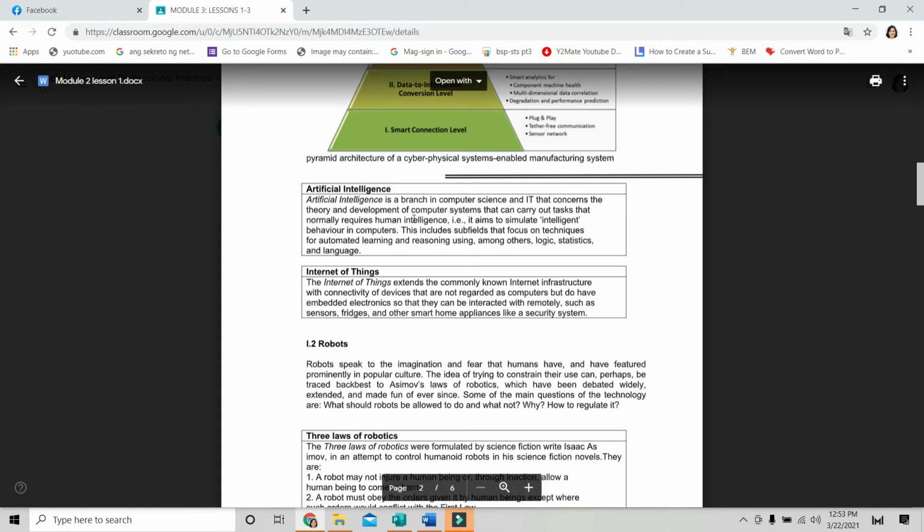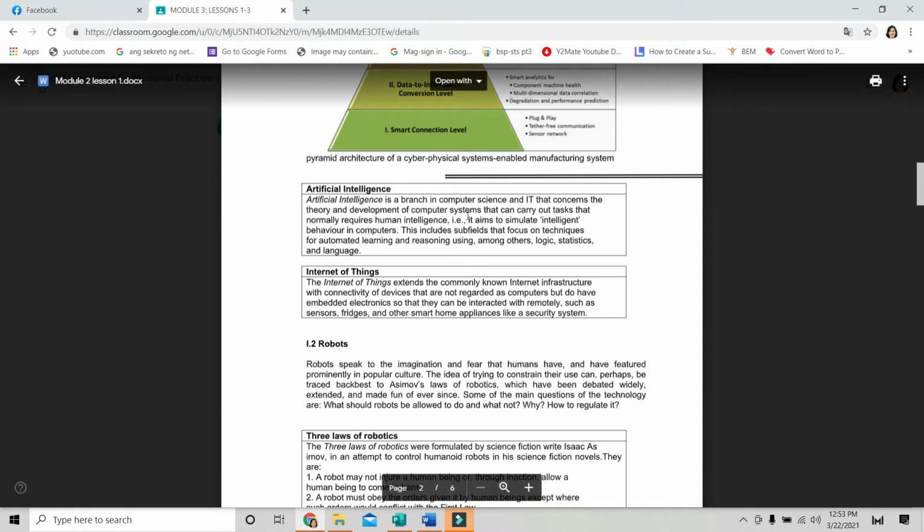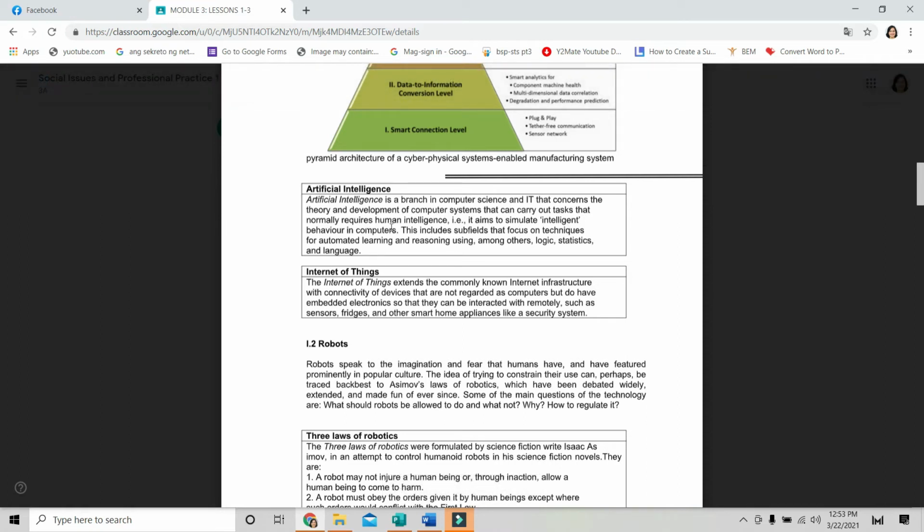So what is AI? It's a branch of computer science and IT that concerns the theory and development of computer systems that can carry out tasks that normally require human intelligence. So when you say AI, it's concerned with building a smart machine capable of performing tasks that typically require human intelligence. Sometimes it replicates, simulates, or replaces human intelligence in machines.